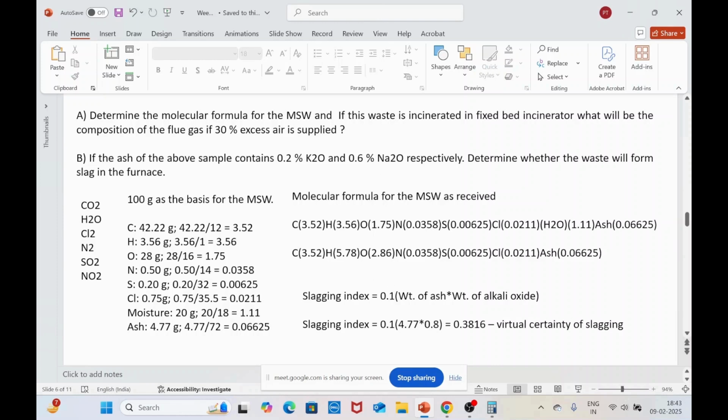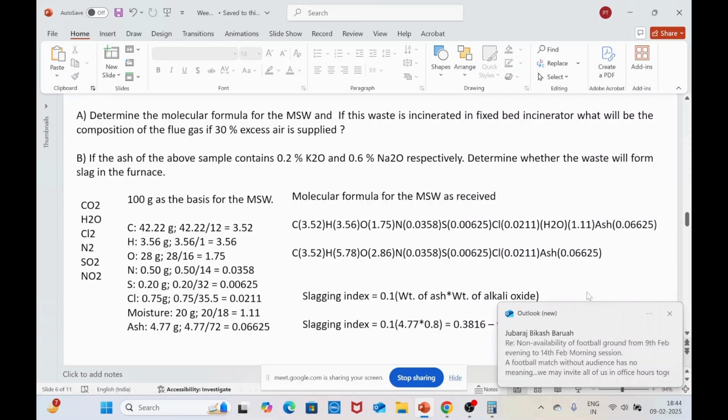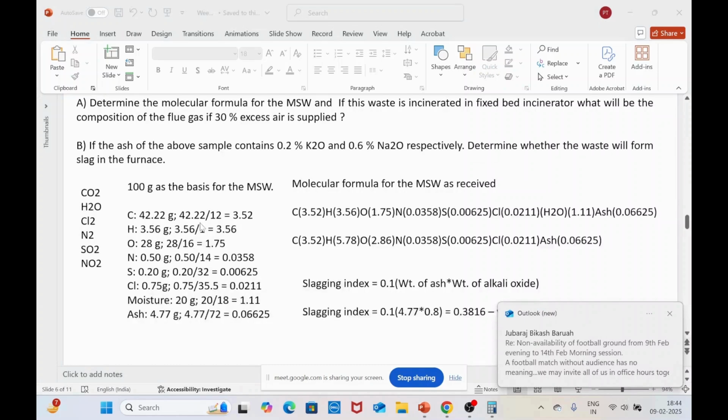Based on the composition of the ash as K2O and Na2O, we calculated the slagging index and obtained a value of 0.3816, which is greater than 0.34. So we concluded that this ash or the waste will certainly form slag. The virtual certainty of slag is there. What we left out was to calculate the composition of the flue gas in the system.